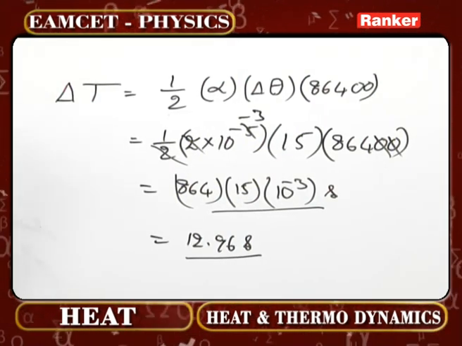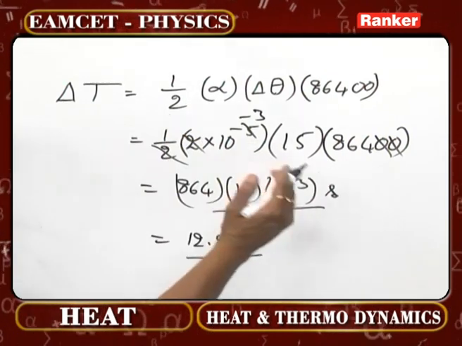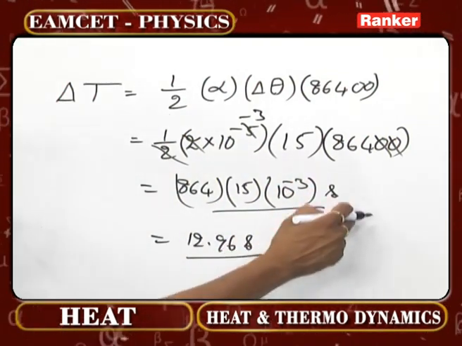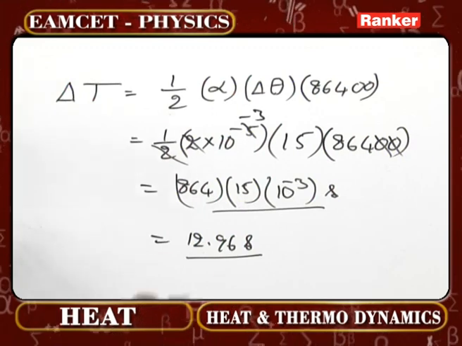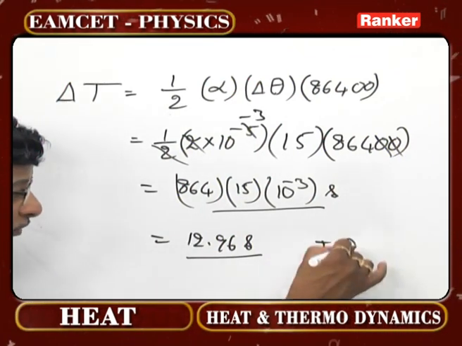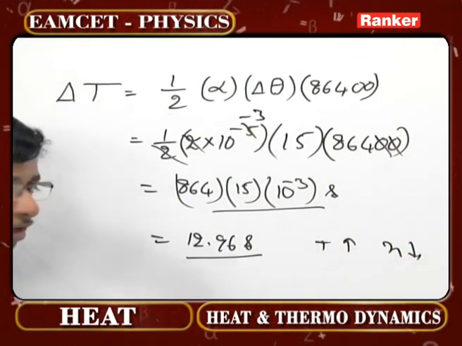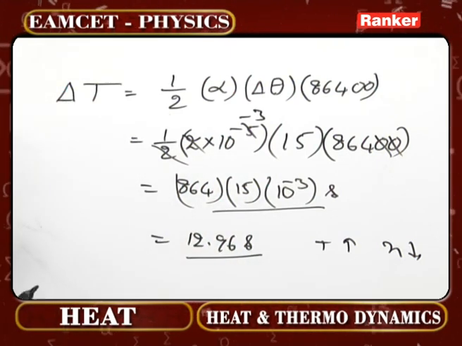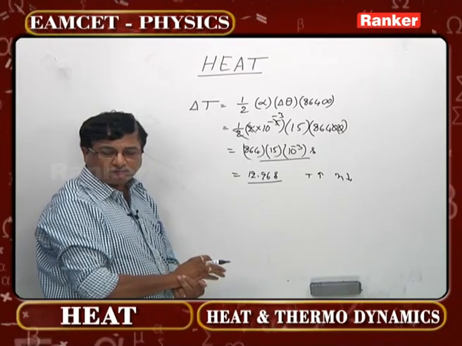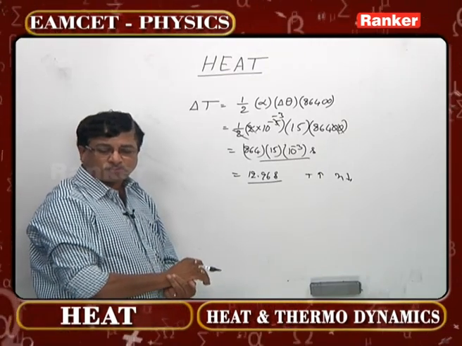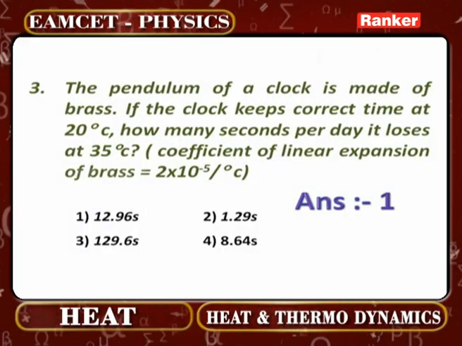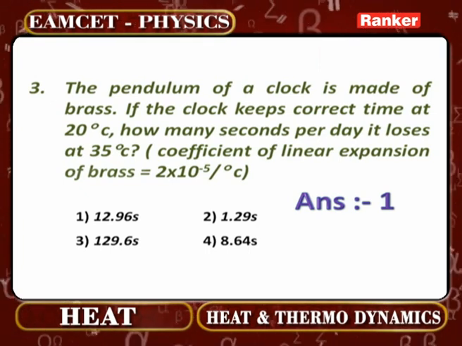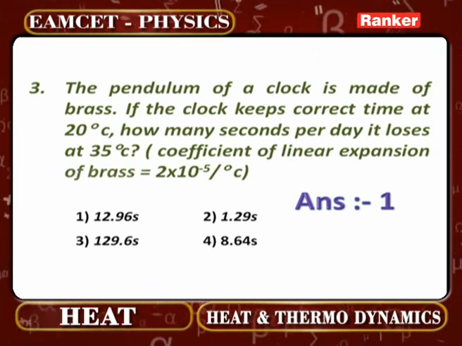Variation means how? One should understand temperature is increasing. That means the length of the pendulum will increase. When length increases, time period increases. When time period increases, frequency decreases. That means this much time it goes slow. That is the concept one should have in memory. So the correct option for this third question is 12.96 seconds. That is question number 3.